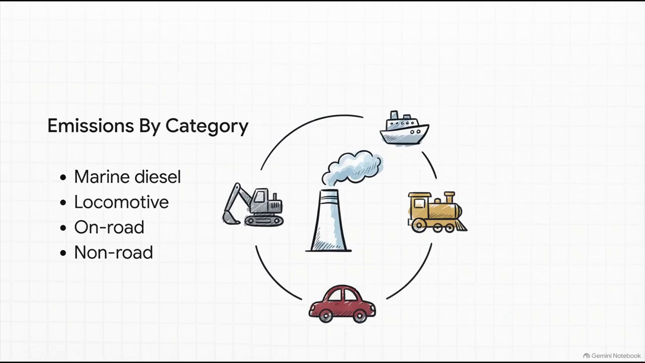Beyond just fuel efficiency, we have direct air emissions. Manufacturers have to calculate the sales-weighted average emissions of nitrogen oxides, or NOx, and particulate matter, PM. This is measured in grams per kilojoule, and it has to be broken down across specific categories: marine diesel, locomotive diesel, on-road heavy-duty, and other non-road diesel engines. That sales-weighted part, that is key. It means a company can't just boast about one ultra-clean prototype if they're simultaneously selling thousands of highly polluting legacy engines. The data reflects reality.